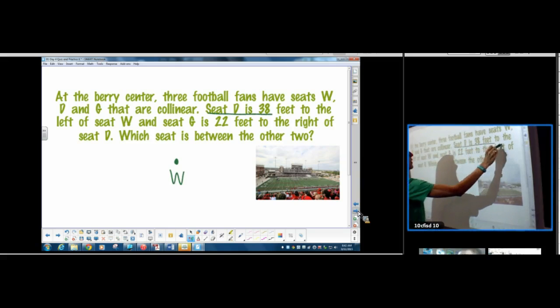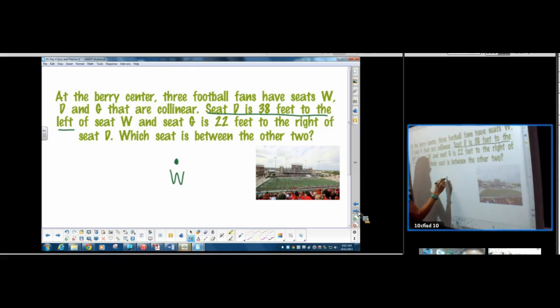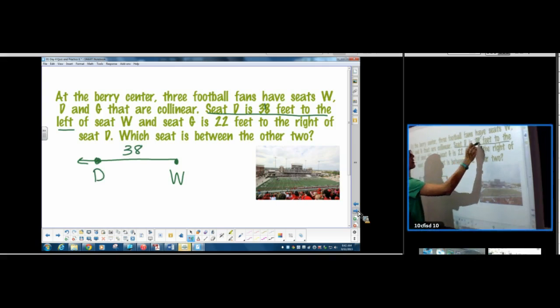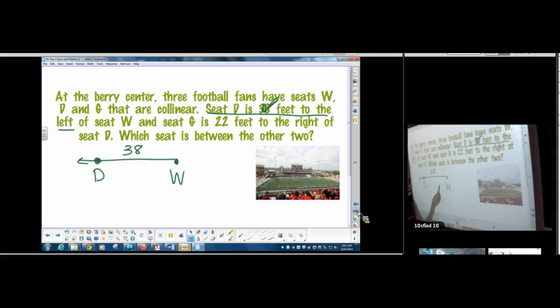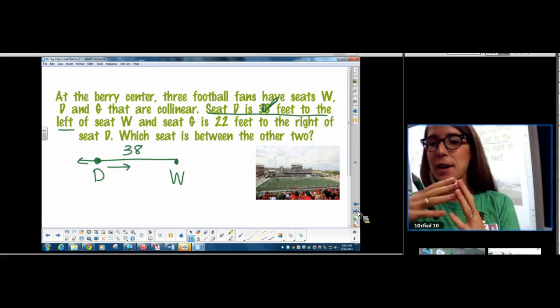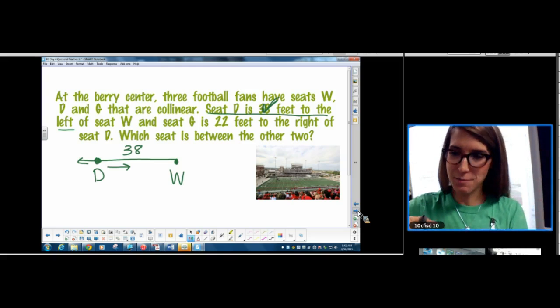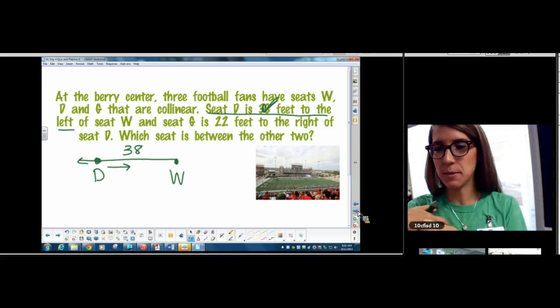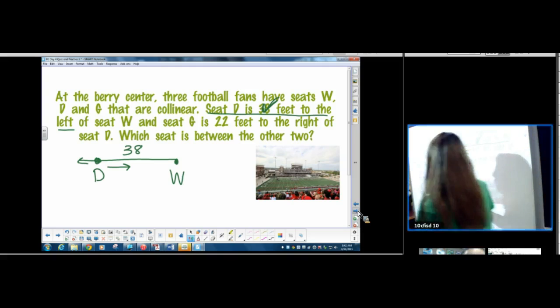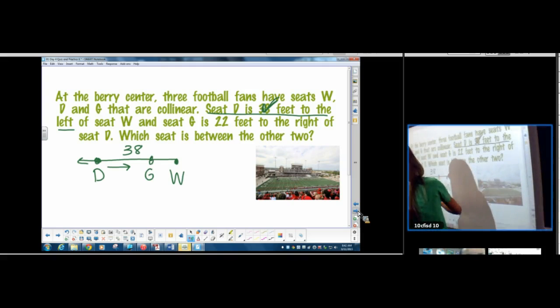Seat D is 38 feet to the left of seat W. So I'm going to go to the left, and I'm going to go 38 feet to the left. And that would be D. So check, I did that one. Seat G is 22 feet to the right of seat D. So I need to go this way, and I need to go 22. So am I going to go past W, or am I going to land before W? Common sense, right? Tells us I'm going to land before W. So G is going to end me up here.